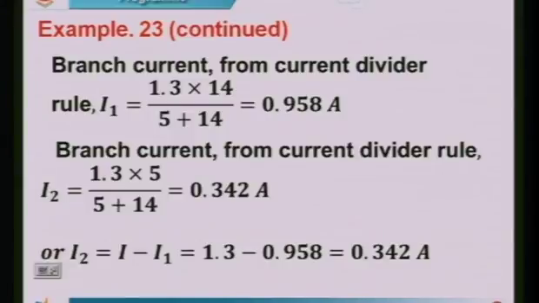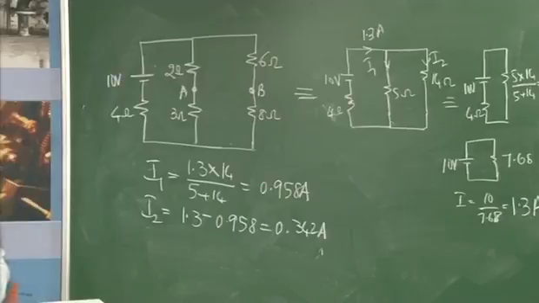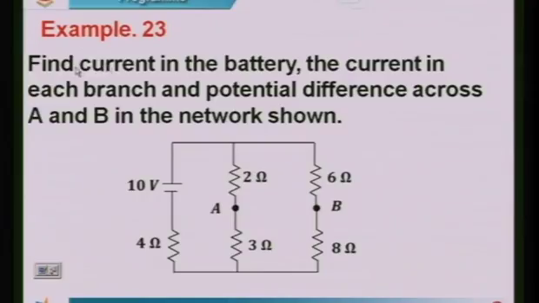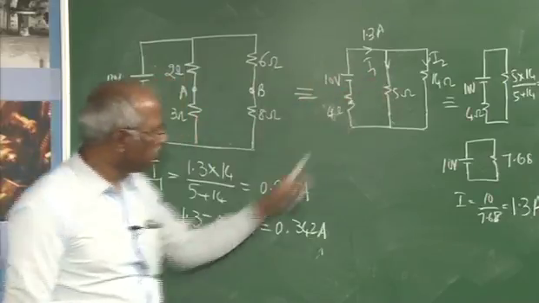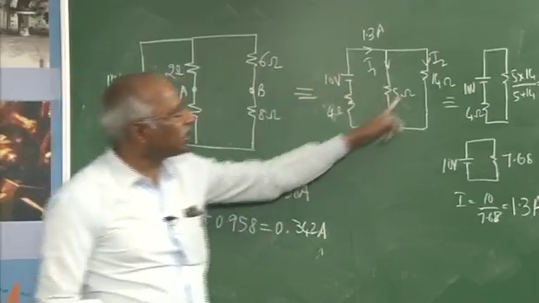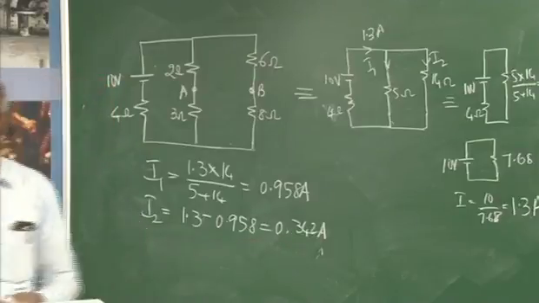Once the two currents are known, how to find the voltage across points A and B. Find the current in the battery and the current in each branch. The current in the battery is obviously 1.3 amperes. The current in this branch is 0.958 and the current in this branch is 0.342 amperes. And the potential difference across AB.